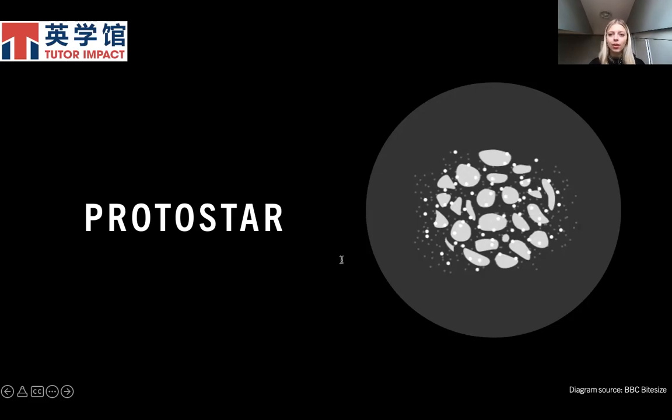So as you can see in the diagram here, all of those gases are coming together, and we're seeing the beginning stages of what we know as a star.